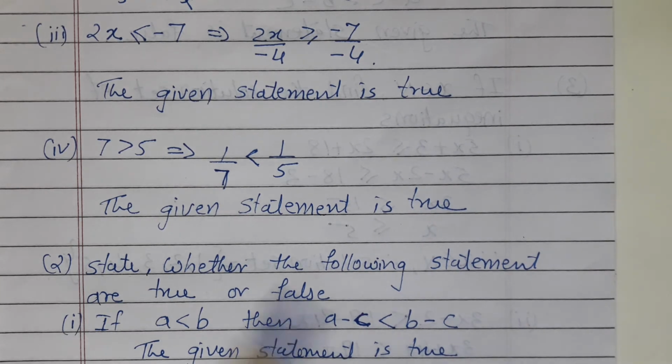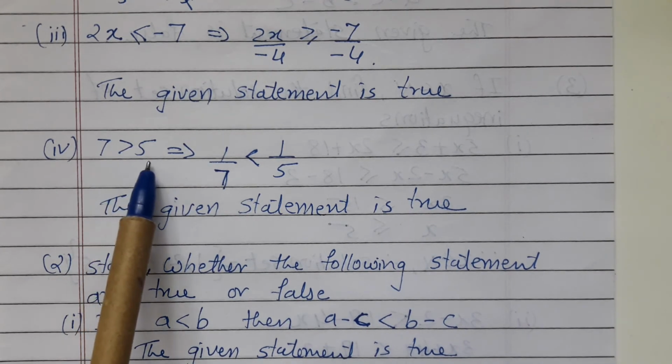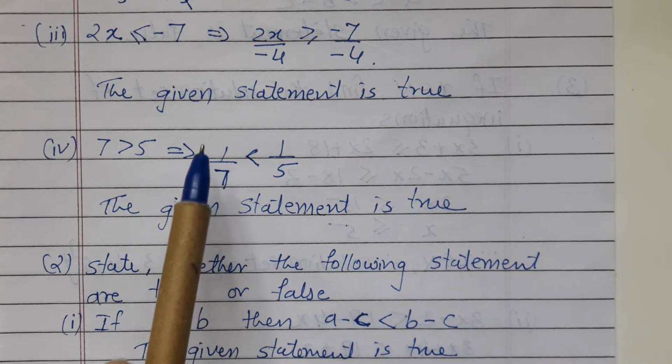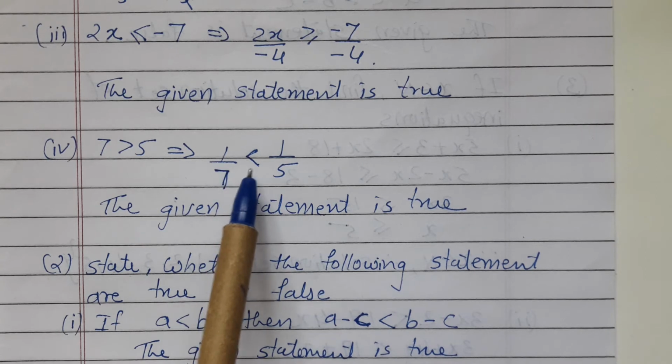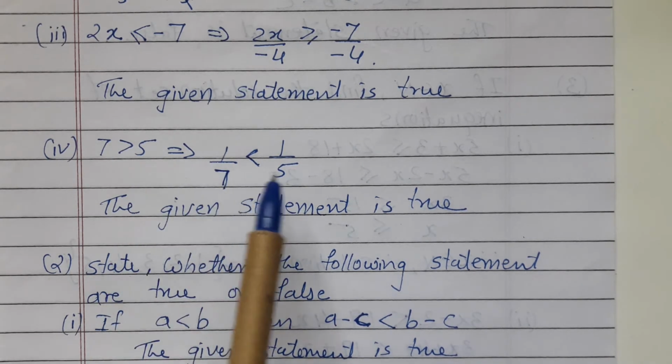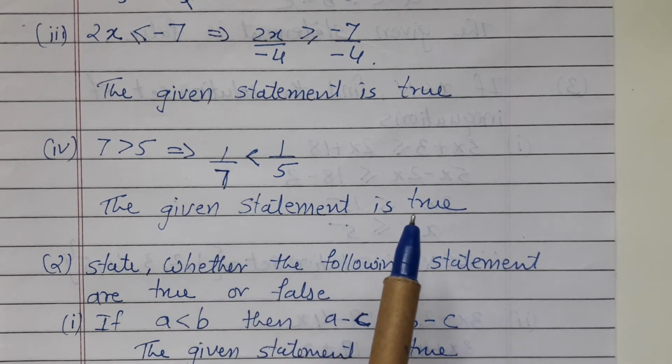Fourth sum. 7 is greater than 5. Taking reciprocal, the sign has to change. 1 upon 7 is less than 1 upon 5. Yes, here it was greater than, now it is less than. Therefore, the given statement is true.